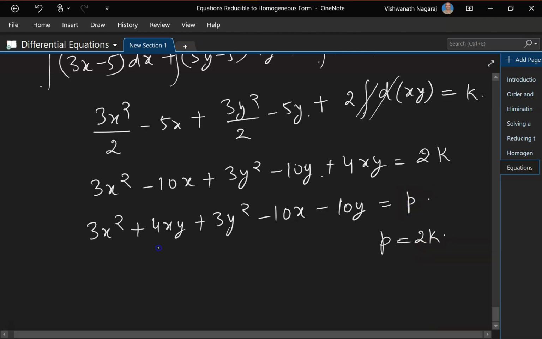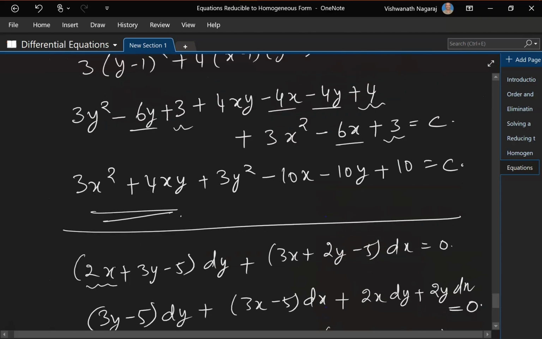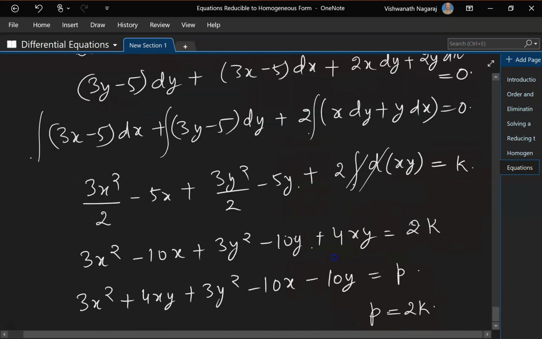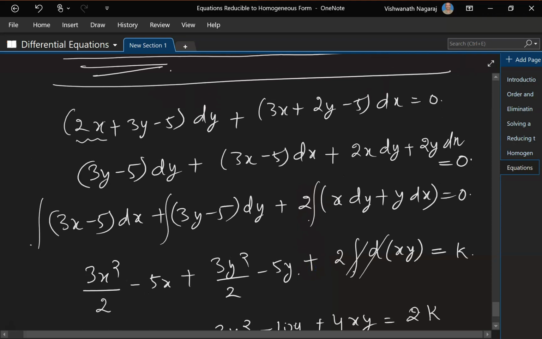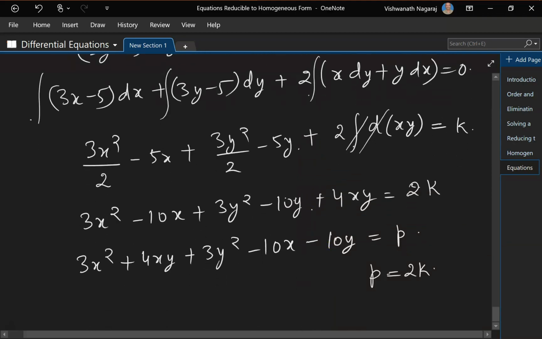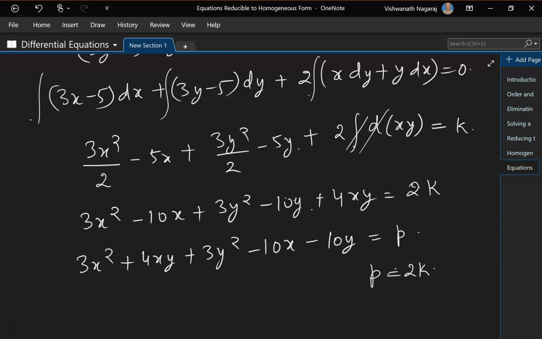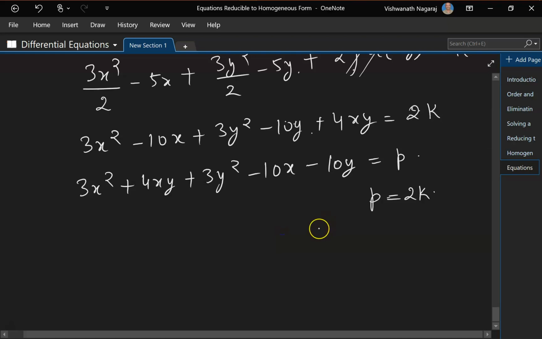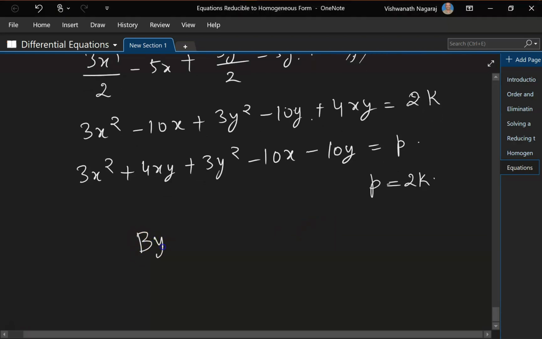Now if you compare this solution with the previous solution, this entire thing is the same. The only thing that is missing is the constant 10. So the solution is very close, but not exact. But the procedure is very short. So what you can do is, to get the exact result, solve it using the previous longer method and then verify it using the shorter method. Okay, by the way, I think that's enough for today. Bye for now.